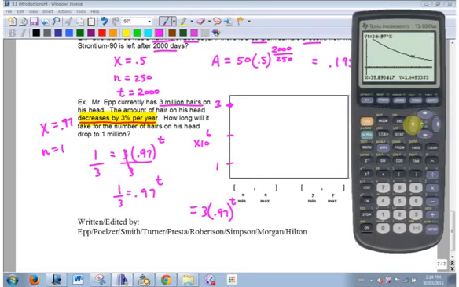How do I make it exact? Let's plot 1. And then I'll find the intersection of those two lines. That'll be exact. Second function, calculate intersection between that line and this line. In 36.07 years, he'll be down to 1 million hairs.